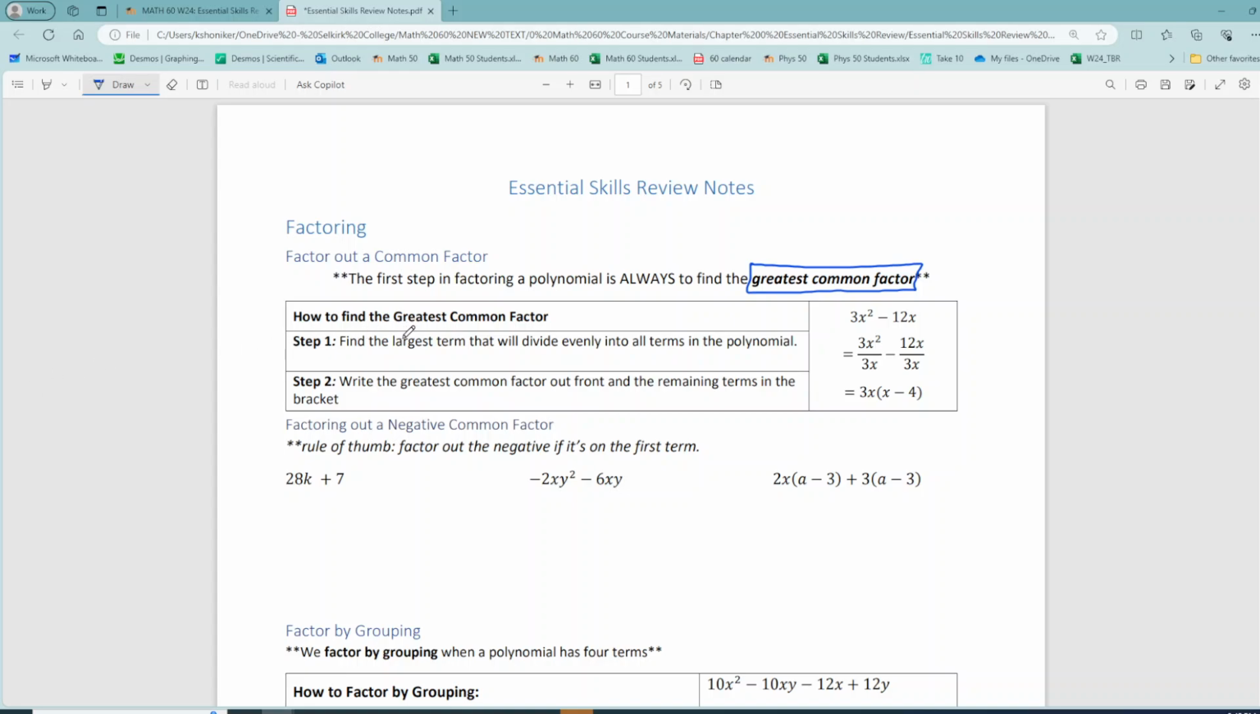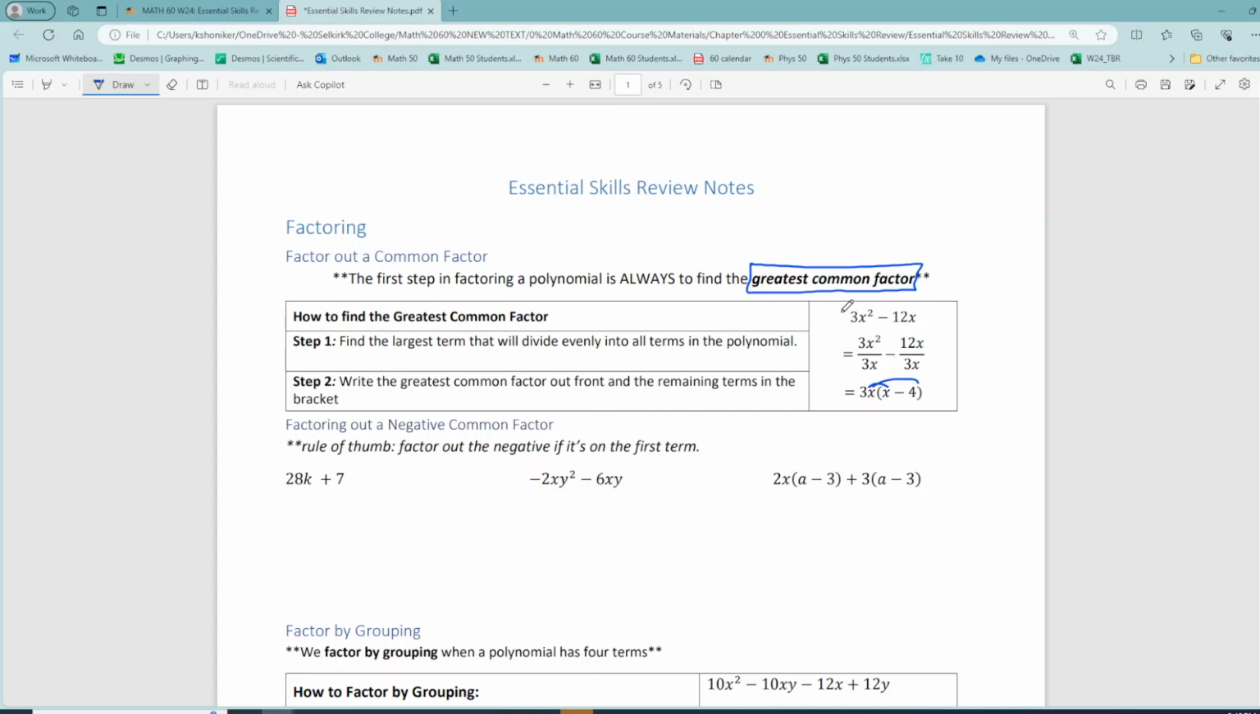To factor out a greatest common factor, you look at the two terms or three terms or four terms, however many terms are in the polynomial expression that you're factoring, and you look for the highest number and variable that you can divide evenly into all of the terms. For example, in this one, I could take out a 3x, so I divide both terms by 3x, I take the 3x out front, and then I write the remainder in the bracket. You can always check that you factored correctly by multiplying back through.